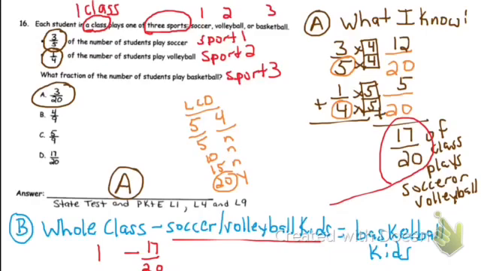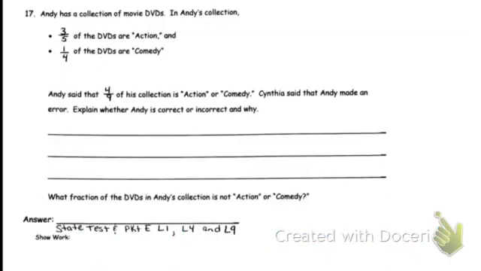Let's move on to number 17. Number 17 says Andy has a collection of movie DVDs. In Andy's collection, 3/5 of the DVDs are action, and 1/4 of the DVDs are comedy. Andy said that 4/9 of his collection is action or comedy.